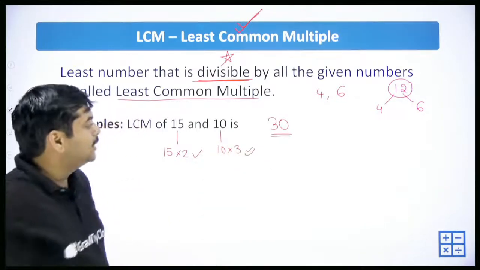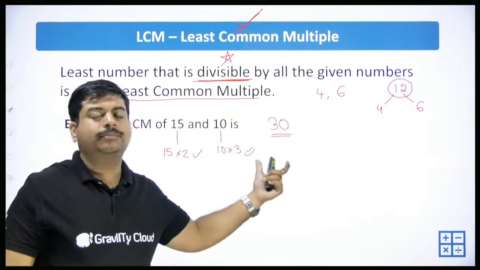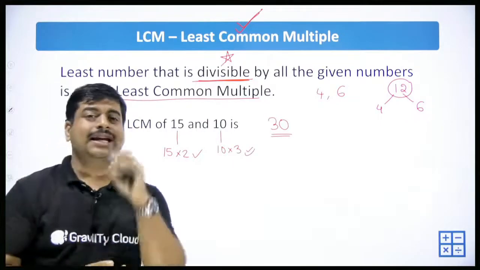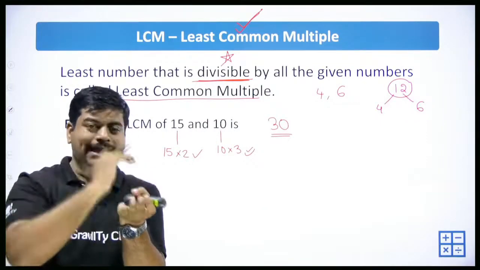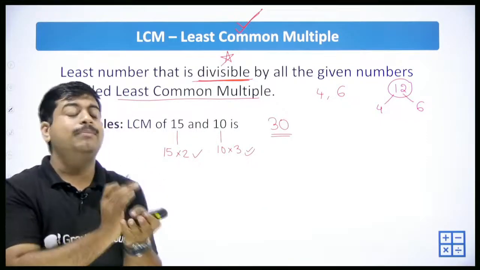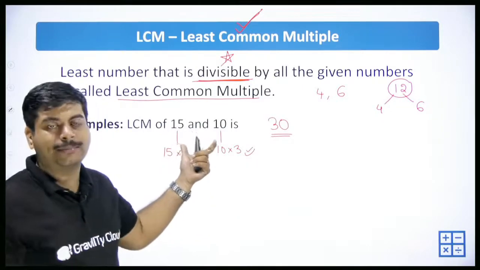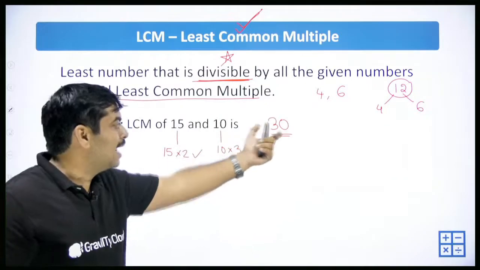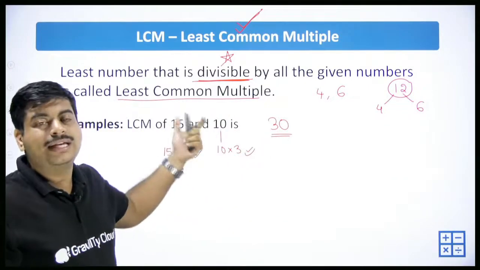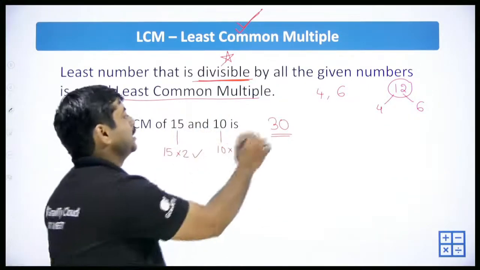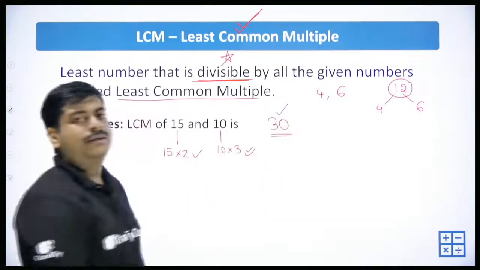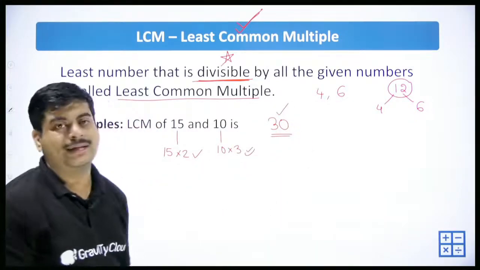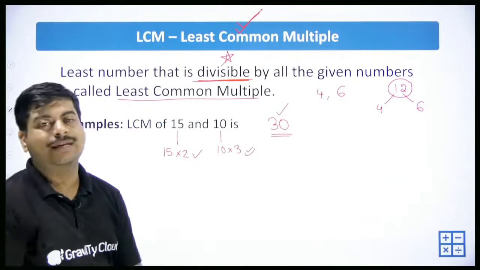Now, I know this is a common multiple. But my question is, is there any other number less than 30 which is a multiple of both the numbers 15 and 10? No. This is the least possible number, and that is 30. That is the LCM, least common multiple.